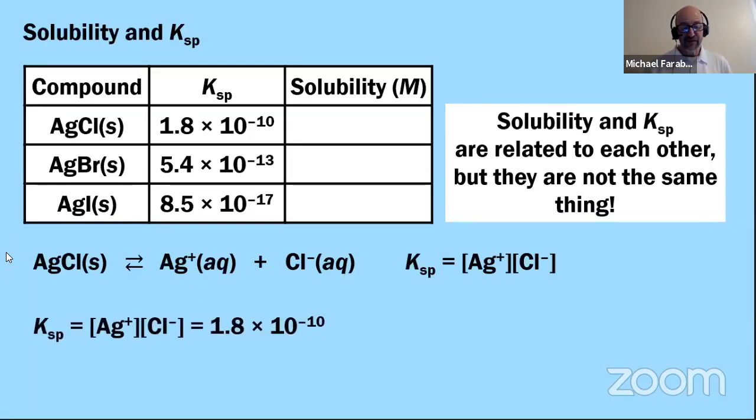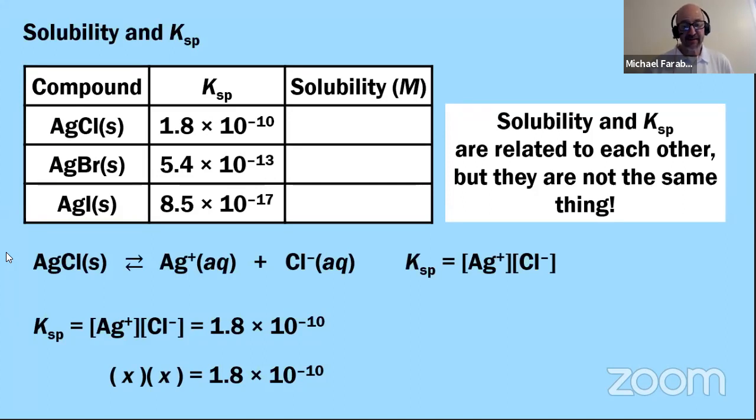I'm going to go ahead and write the Ksp expression. I know what the value is. It was given to me in the table. And I'm going to call each of these concentrations, because they are the same, it's a 1-to-1 mole ratio, X. You could call it S for solubility. Some textbooks do that. I'm just going to call this X.